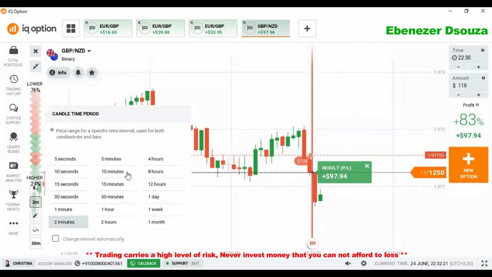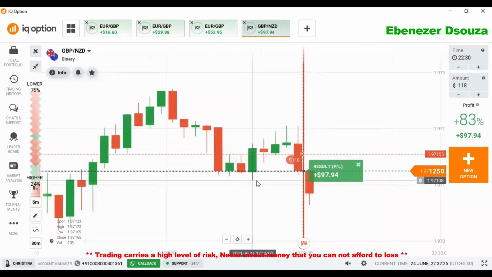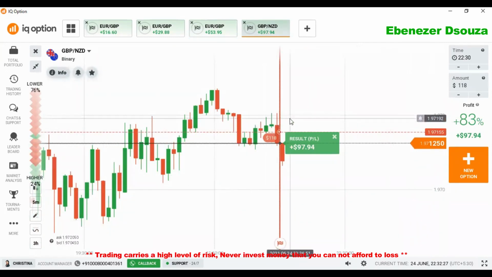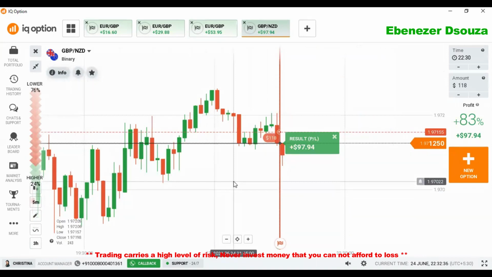You can observe the higher time frame too, like this, to know what is happening in the market. If you observe the higher time frames like this, you will know the next market direction. So always, as a newbie, select the 2-minute or 5-minute chart. It will be easy to decide whether to go with buyers or sellers.